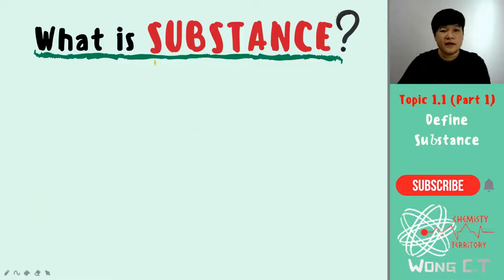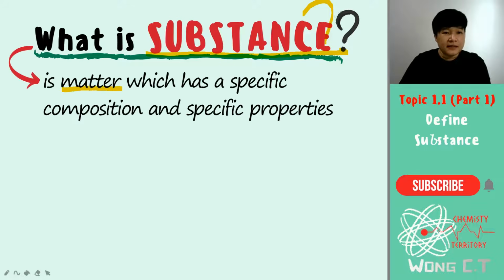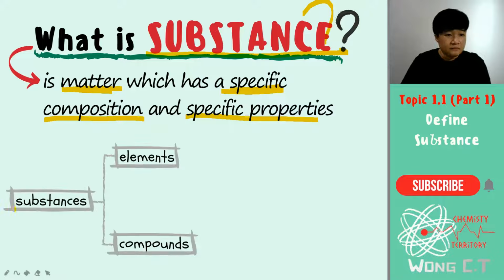Simple. Next, let's move into substance. What is actually substance? It's a matter which has specific composition and specific properties. And we know that substance can be differentiated into element and also compound.